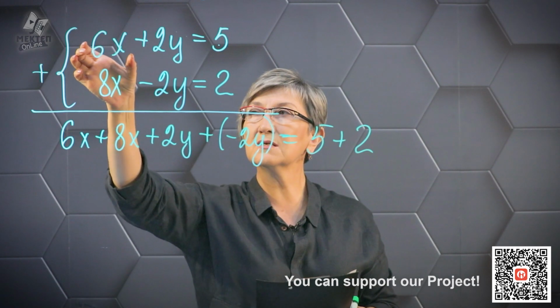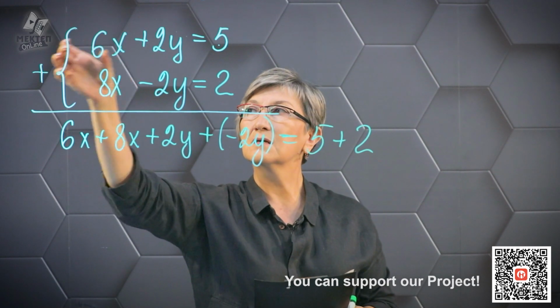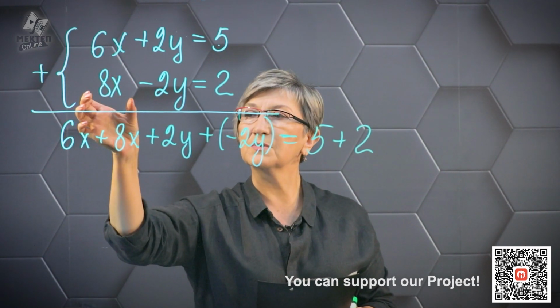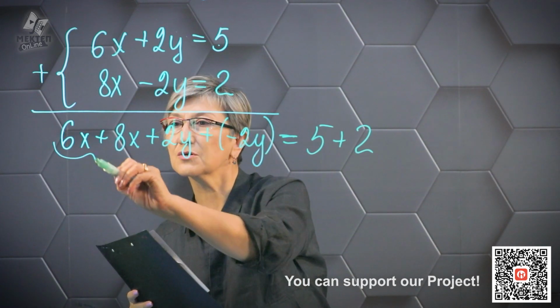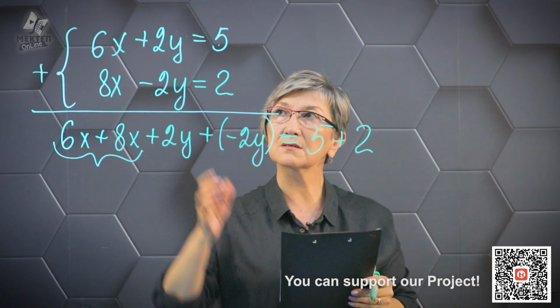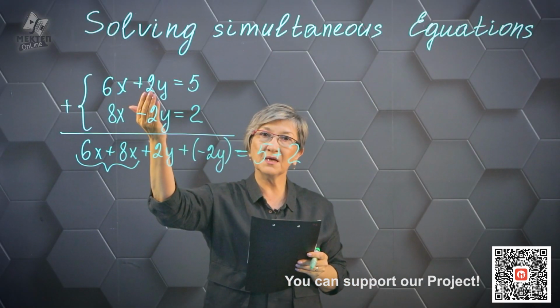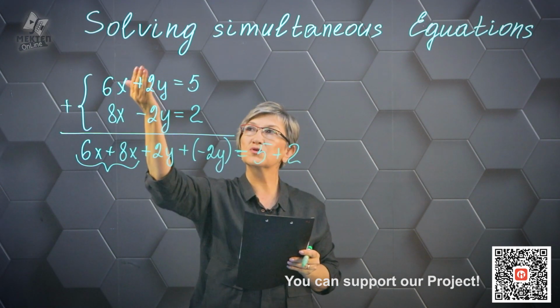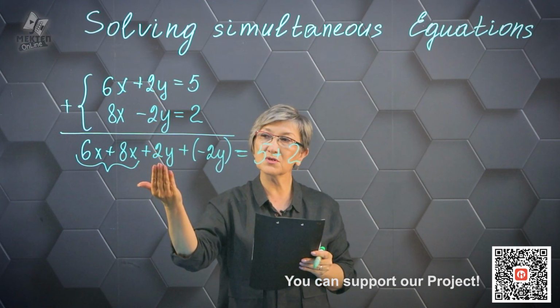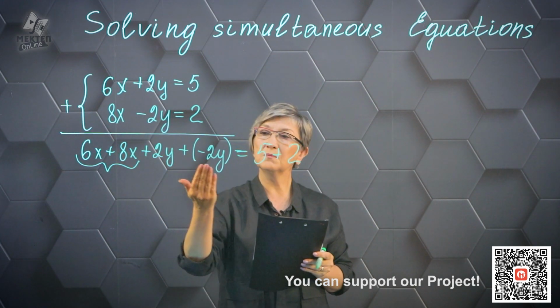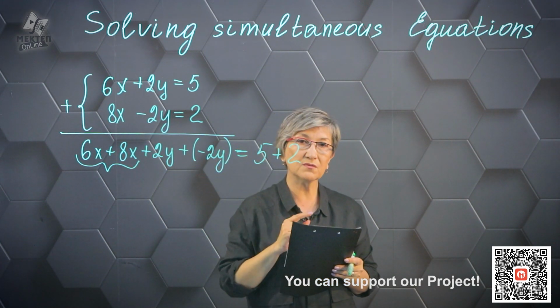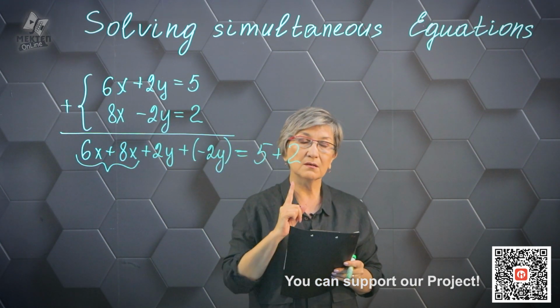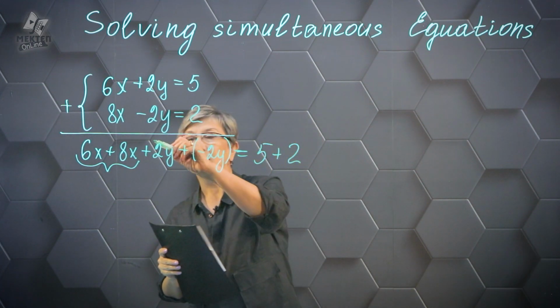One more time. I started with 6x plus 8x. Here we go. 6x plus 8x. I moved on to the y variable in the first equation. Plus 2y, that's what I wrote down. Plus 2y plus minus 2y equals 5 plus 2. What's the result? What happened?